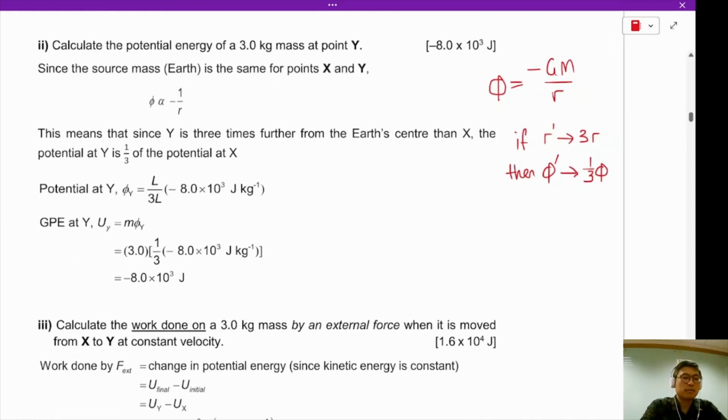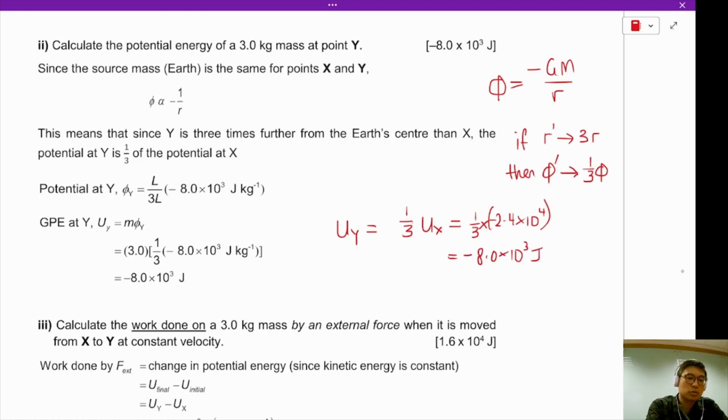So we can do it in several different ways. The easiest way will be: the gravitational potential energy at y will be 1/3 of the gravitational potential energy at x, because the gravitational potential dropped to 1/3. So that will be 1/3 multiplied by 2.4 times 10 to the power of 4. This should be a negative number, right? That will be minus 8 times 10 to the power of 3 joules. Okay, so that will be the potential energy of an object at point y.